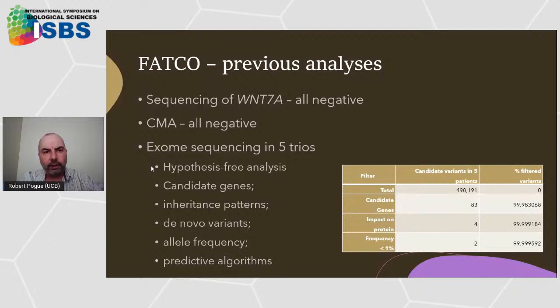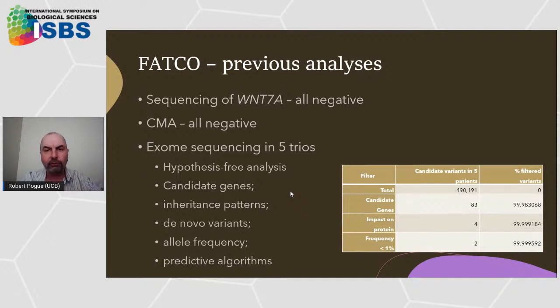And so we decided to take 5 of these trios, and we did complete exome sequencing in them, and then we analyzed the data using different parameters. First of all, we used a hypothesis tree analysis, which means that we didn't give any regard to potential inheritance patterns. We were simply looking for mutations in potentially skeletally related genes, and also we were working on the hypothesis that at least 2 of the patients should share mutations within the same gene.